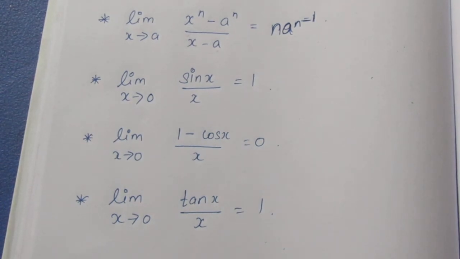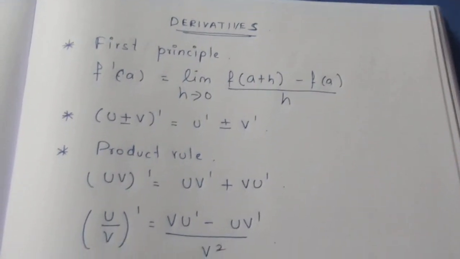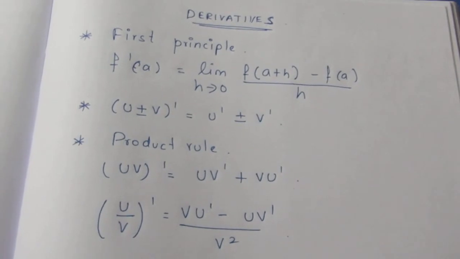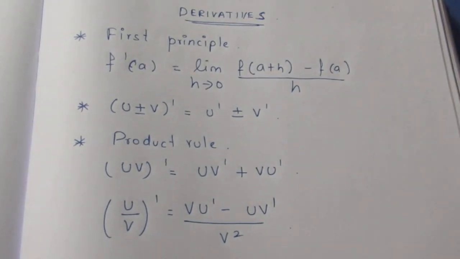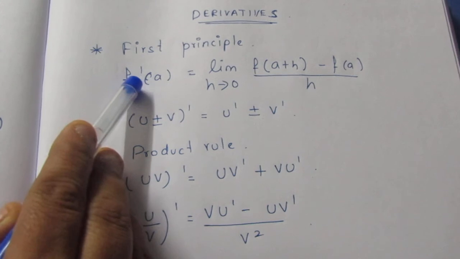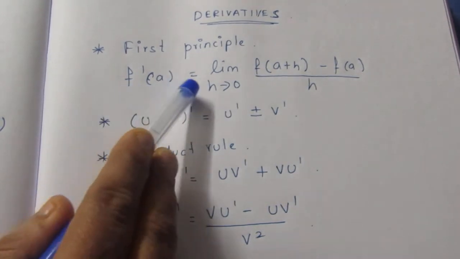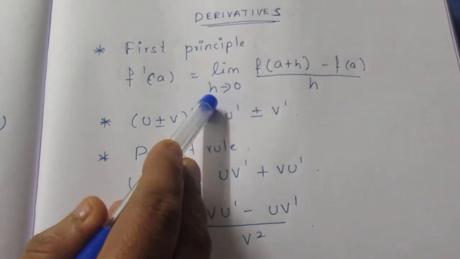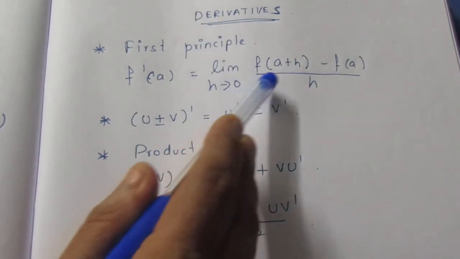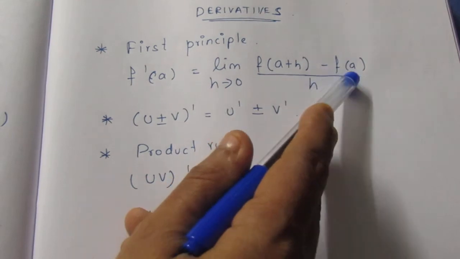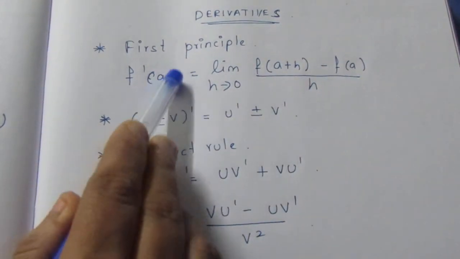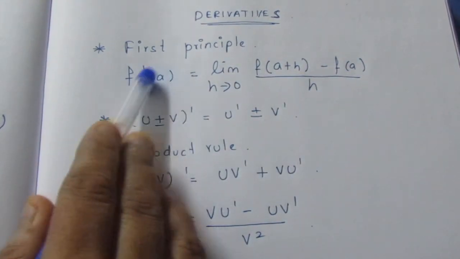Now we'll move on to the derivative. For the derivative, we have a first principle formula. Here the first principle formula is f dash of a. F dash means this is derivative. For f of a, the derivative is f dash a. F dash a is equal to limit h tends to 0, f of a plus h minus f of a by h. A is the value that we are having here.